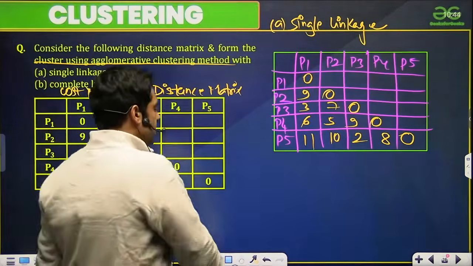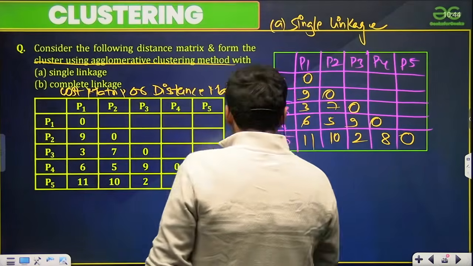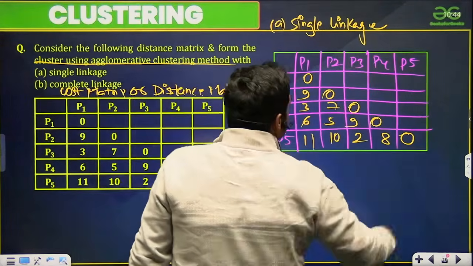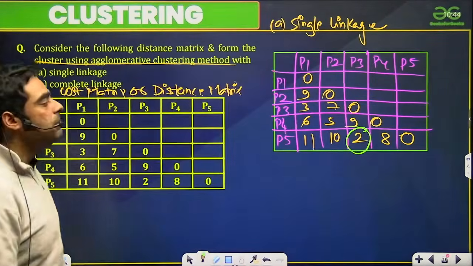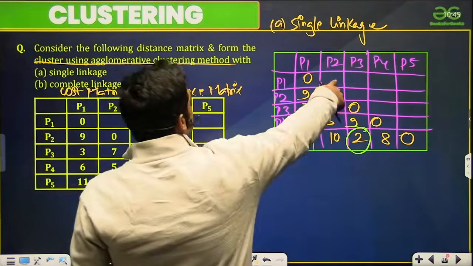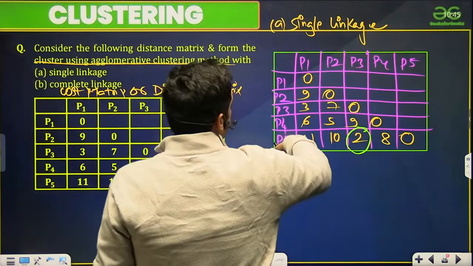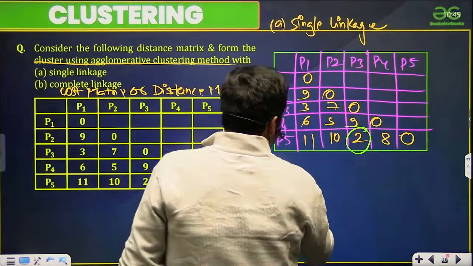In the single linkage method, you have to learn this: I look at the minimum cost. So what is the minimum cost here? The minimum cost is 2. That means in the initial stage I would first club p3 and p5.